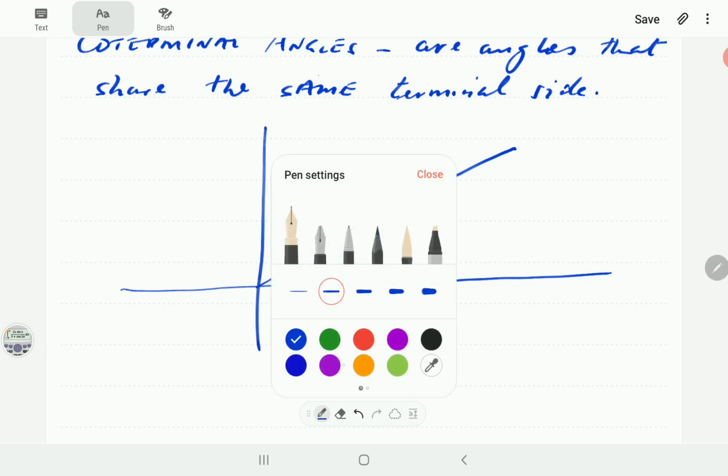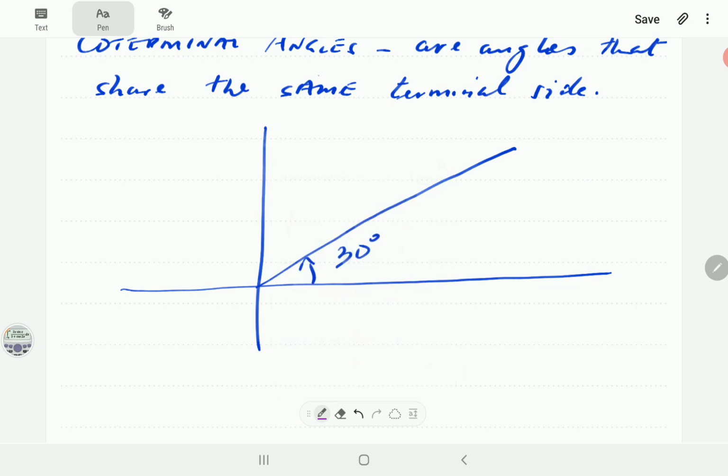Well, if you go round once and then only stop on the second go, then this is going to be 30 plus 360. So that's going to be 390. So that means 30 is going to be coterminal with 390.